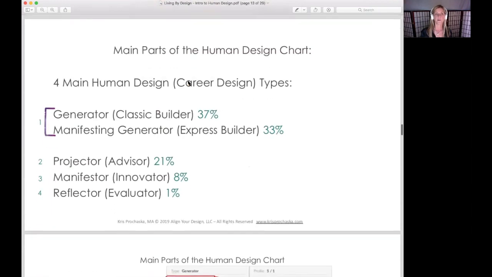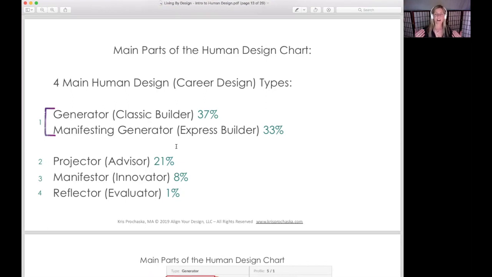There are 4 main human design or career design types. There's the generator types or builder types. That's one group, but there are two subsets of that. We have the generator or classic builder, which are 37% of the population, approximately. And we have the manifesting generator or the express builder, which is about 33% of the population. So together, the generator/builder type is about 70% of the population.